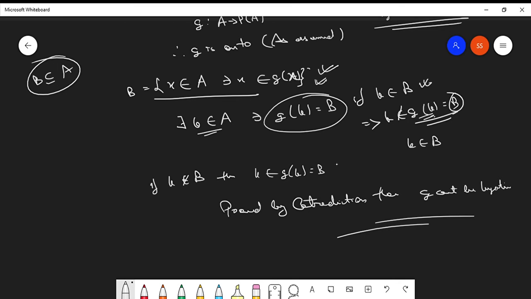So this much is easy. You define a set capital B, which is a subset of capital A, and the elements it contains are given by the condition that x belongs to capital A such that x does not belong to its image.